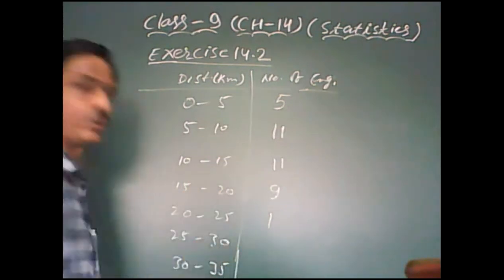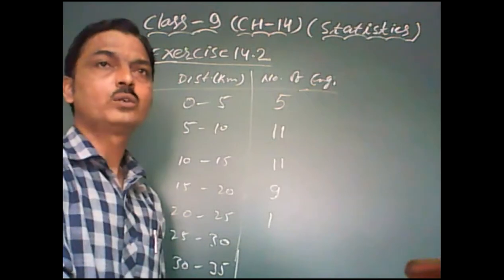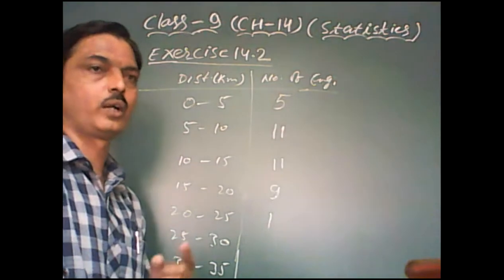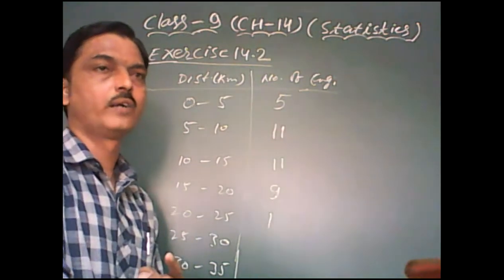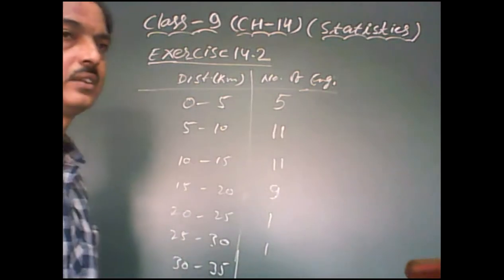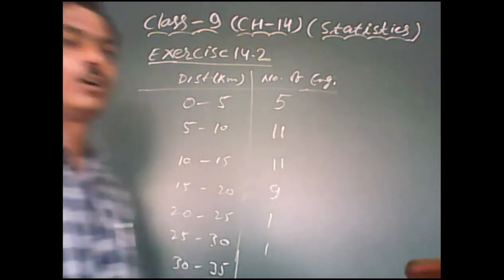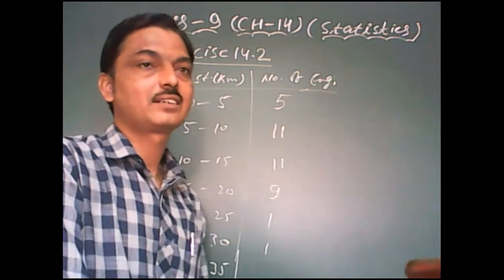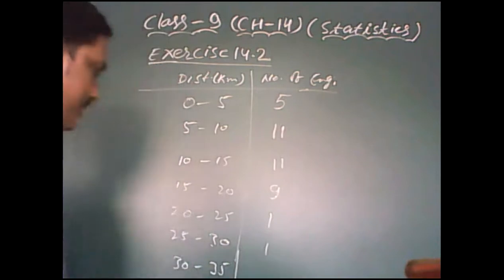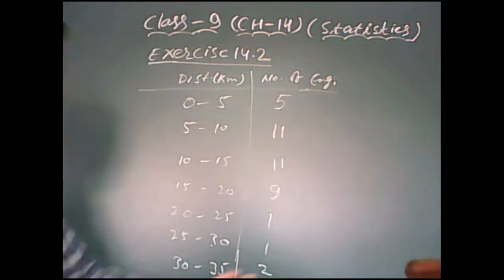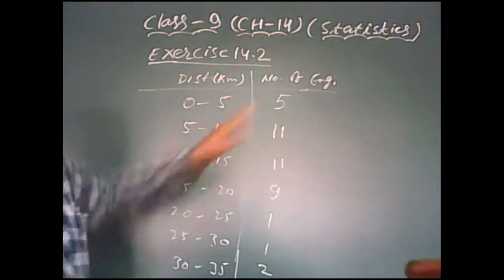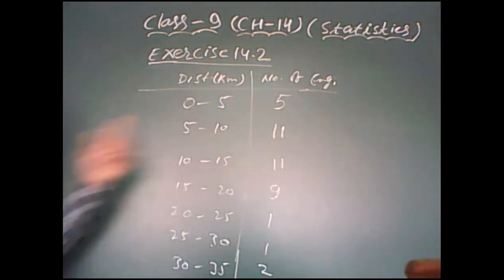Similarly, 25 to 30. There is 1, 2, only two here. Then 30 to 35. Actually 32 is there, and what else is there? Yes, 31 is there. 31 and 32, only two will be included here. That is 2. And you write the total 40 below. Right? So this is the way we convert the given data set into a group frequency table.